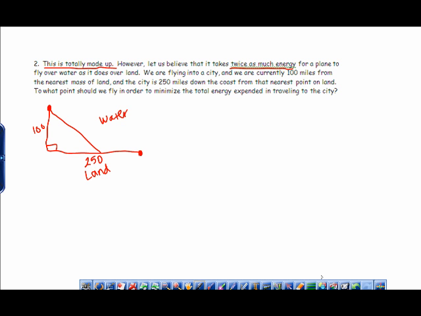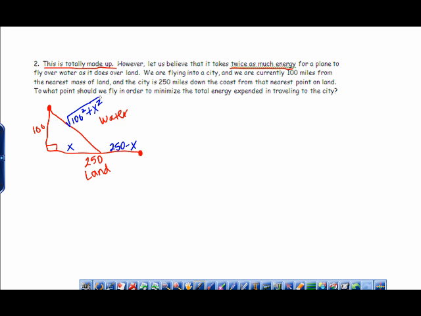All right, now what you've got to do is decide where to put X. You can really put X wherever you want. The easiest place would be right there. This doesn't mean a whole lot. But it makes finding the other two expressions that do have significance easier. So for instance, this land distance along the coast is going to be 250 minus X. This water distance, we're going to use the Pythagorean theorem, and we're going to do 100 squared plus X squared.